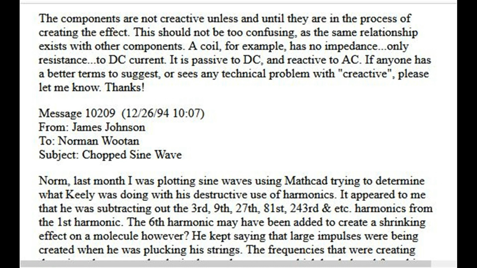This should not be too confusing, as the same relationship exists with other components. A coil, for example, has no impedance, only resistance to DC current. It is passive to DC, and reactive to AC. If anyone has a better term to suggest, or sees any technical problem with creative, please let me know.